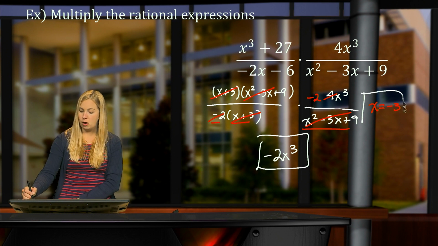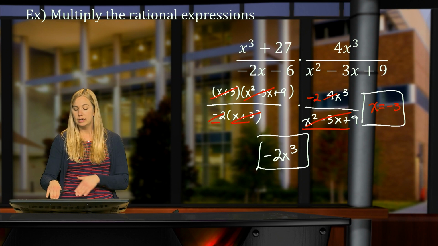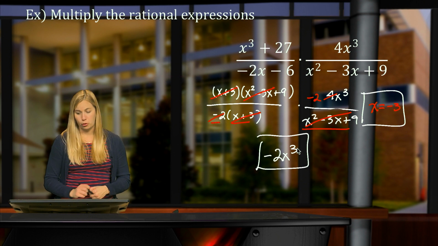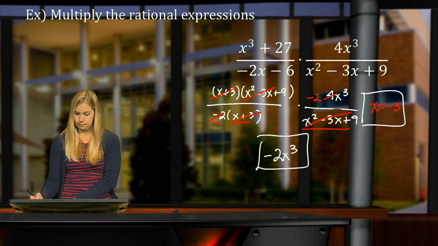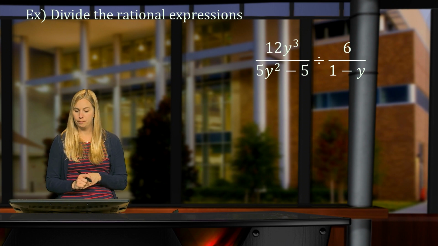Notice I still keep all of my original restrictions. That restriction of x equals negative 3 still exists in this final answer, even if there isn't a denominator anymore. Let's practice dividing rational expressions now.